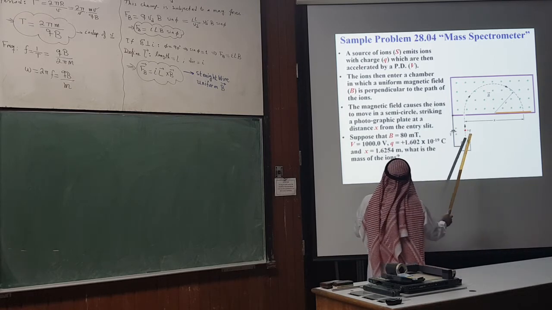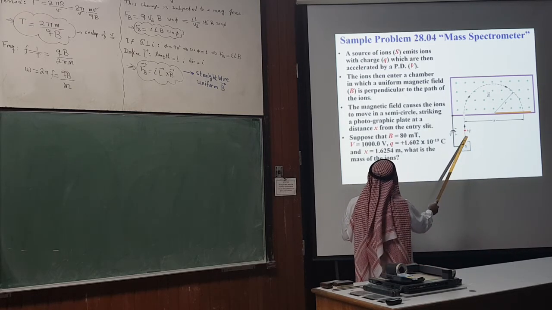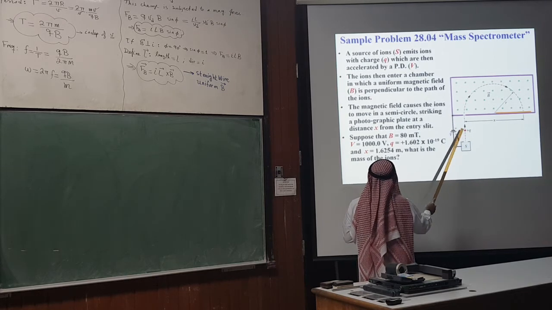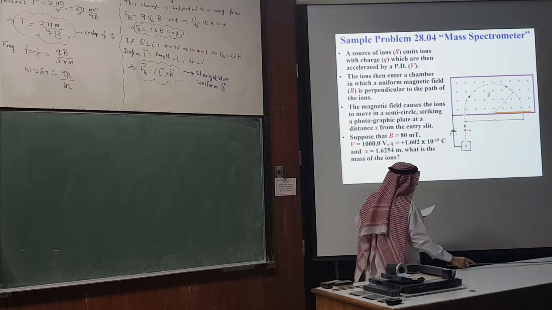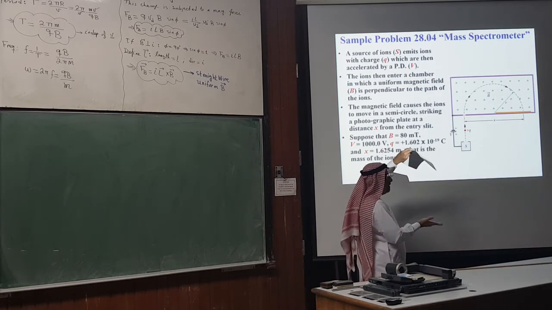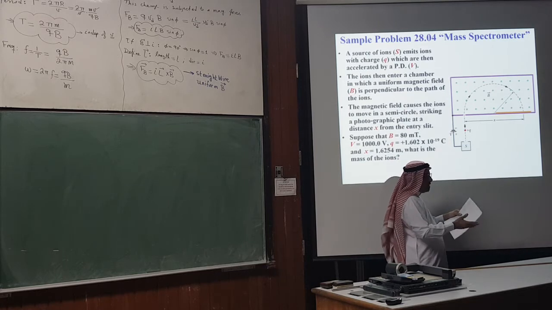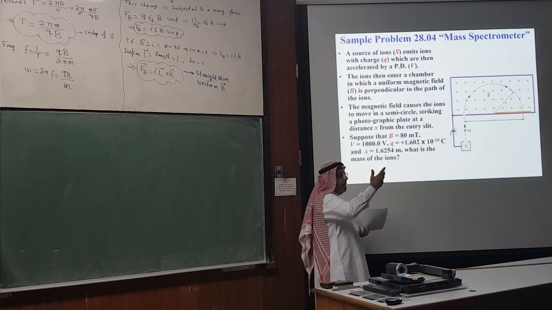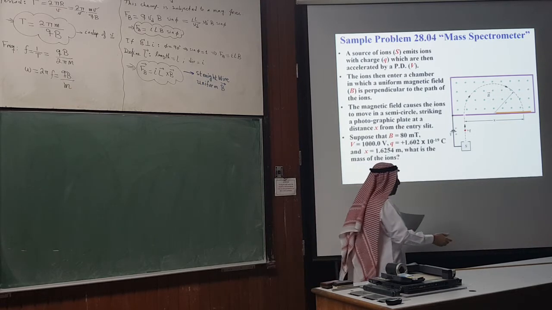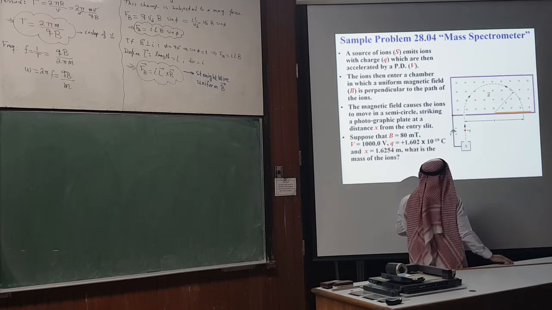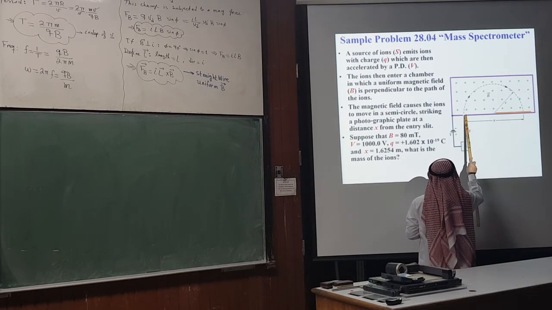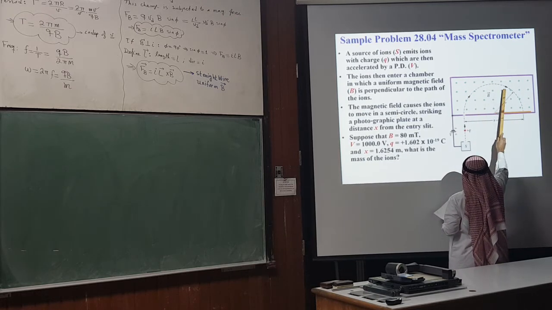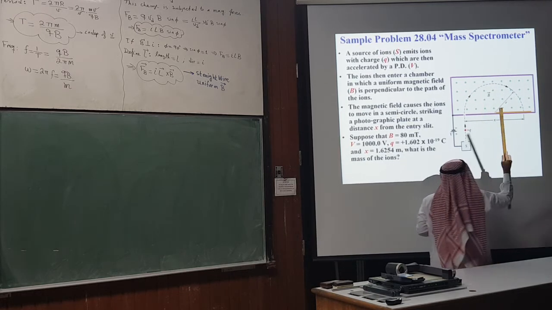So a source of ions S sends ions with the charge plus q, which are then accelerated by a potential difference V. So the ion will get out, find itself in this potential difference, and therefore, like we studied in chapter 24, the potential difference will accelerate the ion. So it will attain a very high speed. You give it that high speed, and then you let it enter through this slit in here, into a region where we have a uniform magnetic field, for example, in this case, coming out of the page.